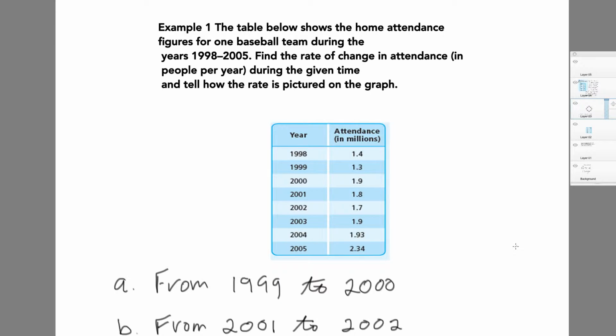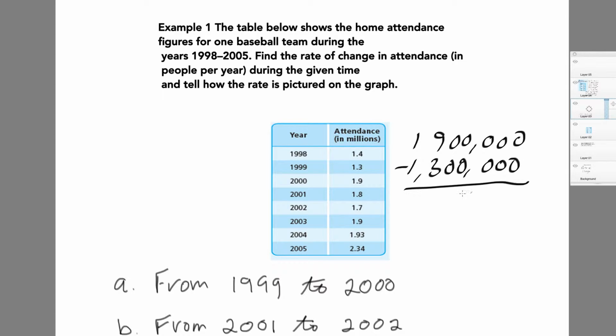So what's it going to be? It's 1,300,000 subtracted from 1,900,000, and 3 from 9 is 6. So 600,000 is our answer. 600,000. 0.6 million would not be an appropriate answer. We want this expressed as appropriately as possible.